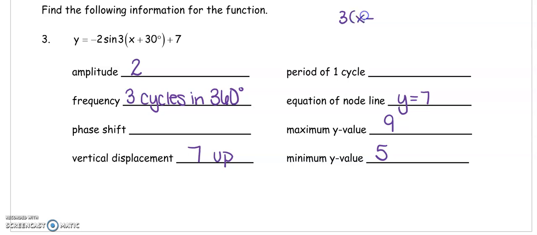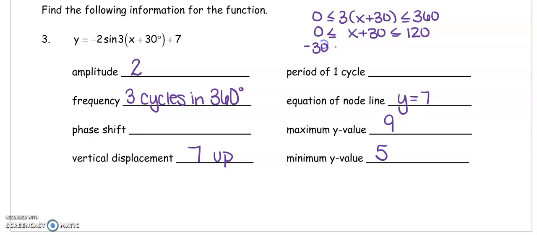3 times x plus 30. And I'm going to put that in between 0 and 360. I'm going to divide everything by 3. I'll get 0 is less than or equal to x plus 30, which is less than or equal to 120. And then I'm going to move the 30 over. That is -30 is less than or equal to x, which is less than or equal to 90.